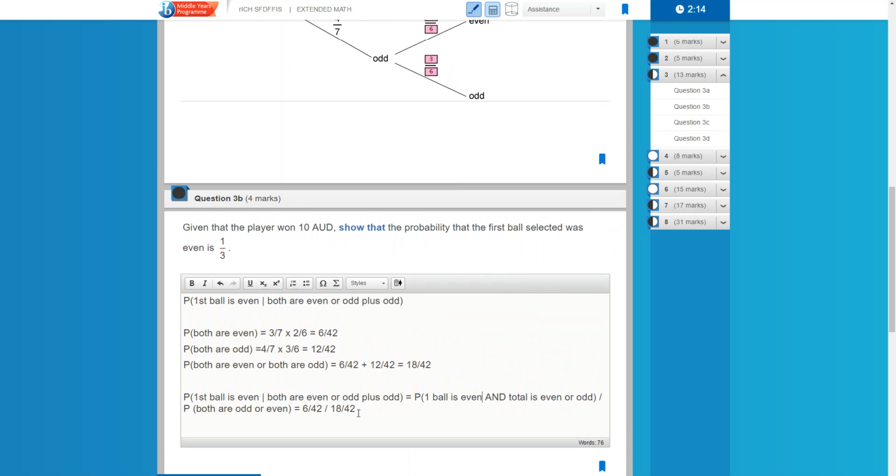So this part, 18 over 42, refers to this bit here. I've got a divide sign in here, it doesn't want to fit in the same line, which is a little bit annoying. This bit refers to the 6 over 42. So whenever I divide these, I get 6 over 18, which is the same as 1 over 3.